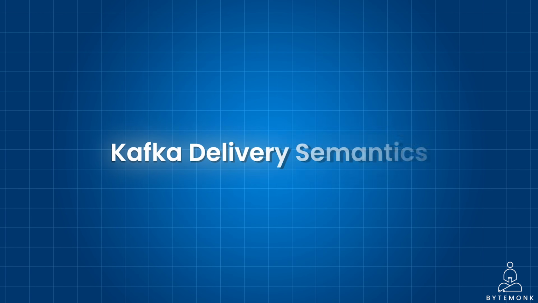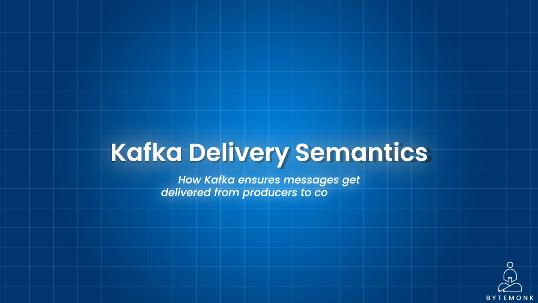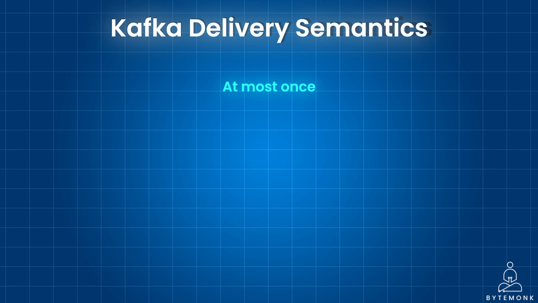When it comes to delivering messages in Kafka, there are a few key guarantees or semantics that you can choose from. The semantics define how Kafka ensures messages get delivered from producers to consumers. So in our social media app, for instance, delivery semantics determine how reliably these likes and posts get sent and processed. At-most-once delivery prioritizes speed above all else.